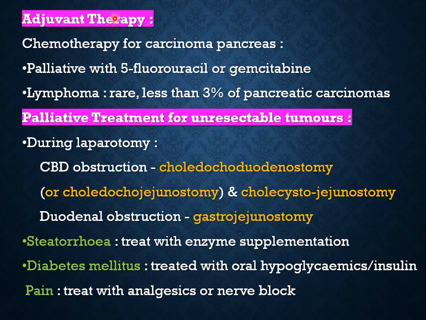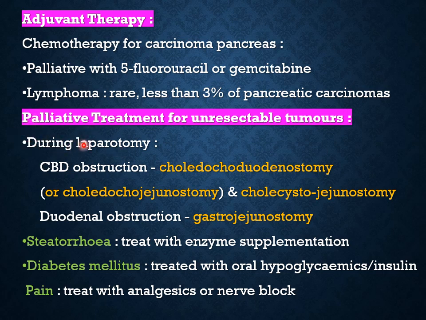Then we come to adjuvant therapy, chemotherapy for carcinoma of the pancreas, palliative with 5-fluorouracil or gemcitabine. Lymphomatous tumors of the pancreas are rare, less than 3% of pancreatic carcinomas. For them, the treatment with chemotherapy is useful, beneficial. Now, palliative treatment for unresectable tumors, okay, the 85% of unresectable tumors.